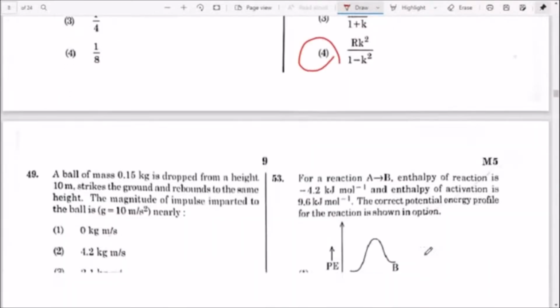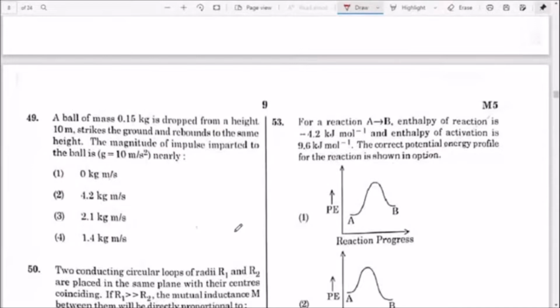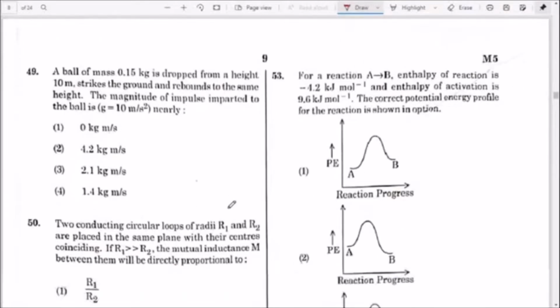Next, question number 49. A ball of mass 0.15 kg is dropped from a height 10 meters, strikes the ground and rebounds to the same height. The magnitude of impulse imparted to the ball is, g equal to, you know that, 10 meters per second square, nearly. What is the answer? Option 2, 4.2 kg meters per second.